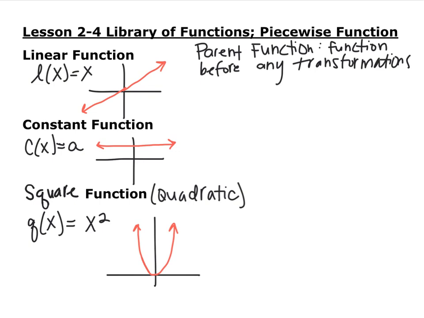So we have a linear function, that's a line. A constant function is just a horizontal line. This can be any value, this is just a number. Square function, which we usually call quadratic, that's our parabola.